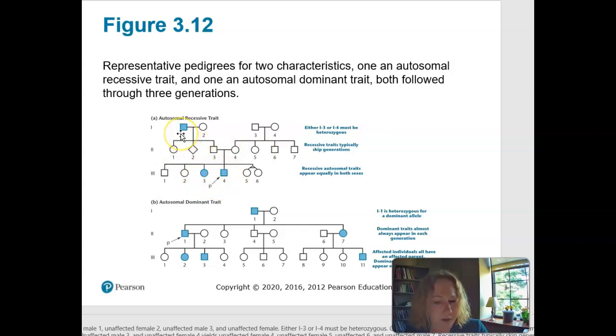What you're going to want to do is go here and put big A, little a. Big A, big A. And then you're going to see that here you've got no connection. What you've got here is a big A, little a. Again, this person has to be little a, little a. This person has to be big A, big A. Everybody's a carrier, right?